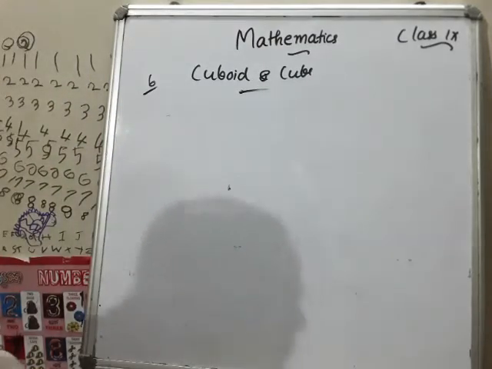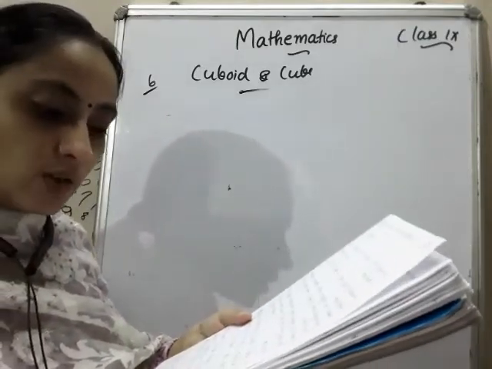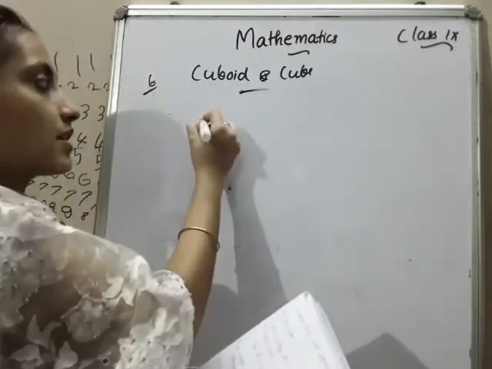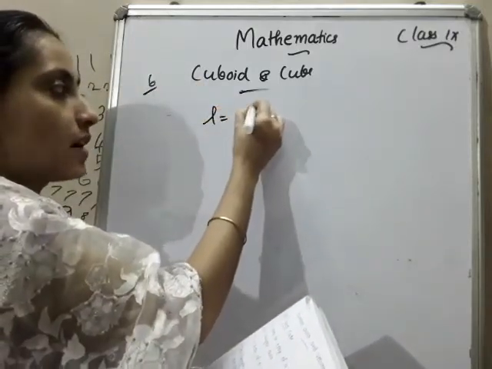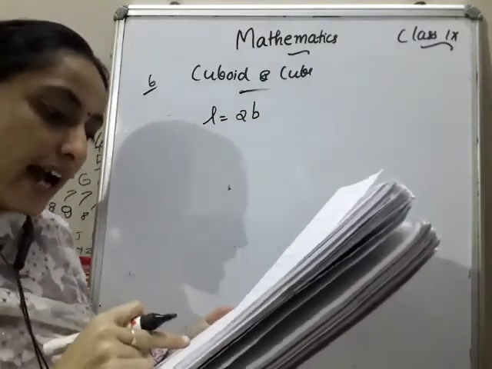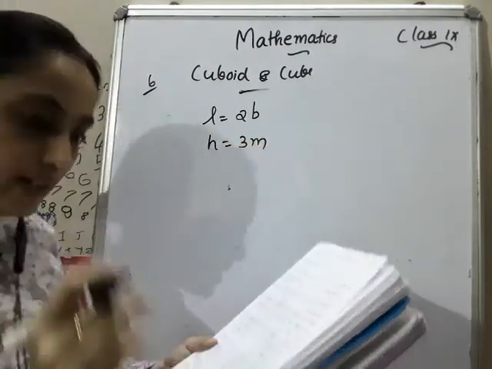Next question is from the cuboid and cube itself, the sixth question. The length of the cold storage is double its breadth. So you can write length will be equal to double its breadth, that is 2 into B. And its height is 3 meter. Height is given as 3 meter. That is already given in the question.